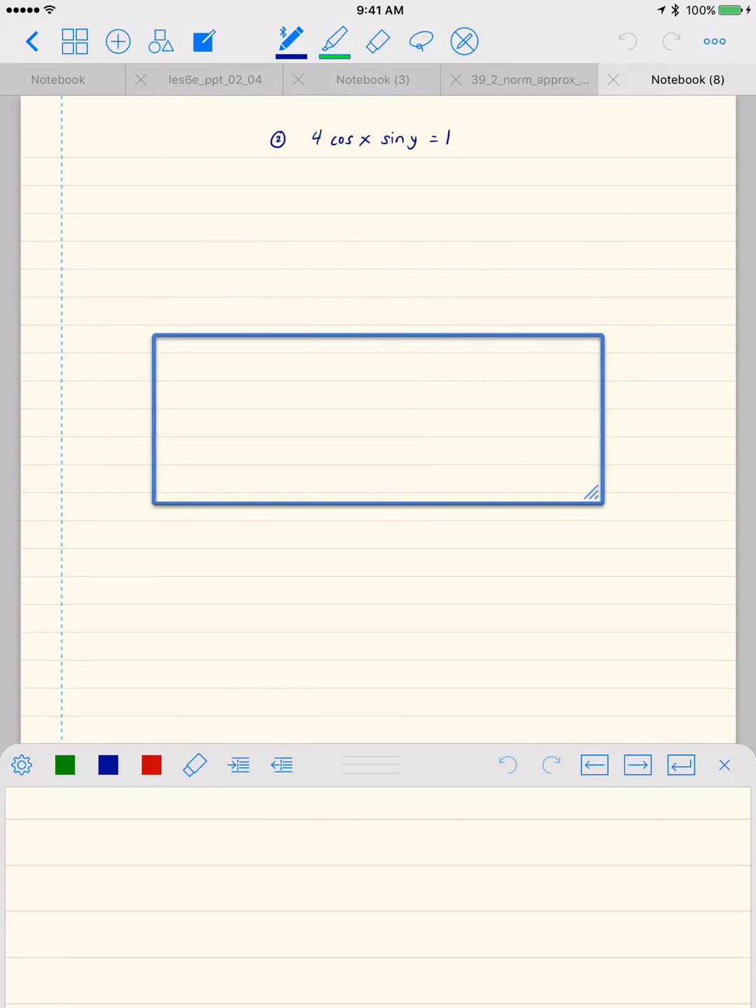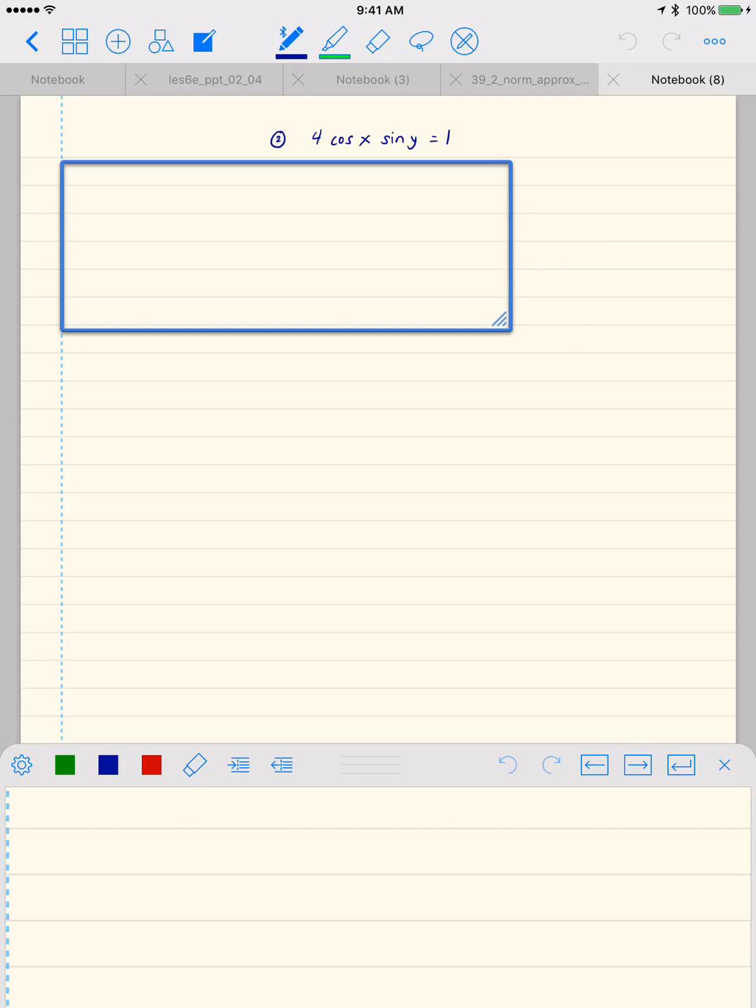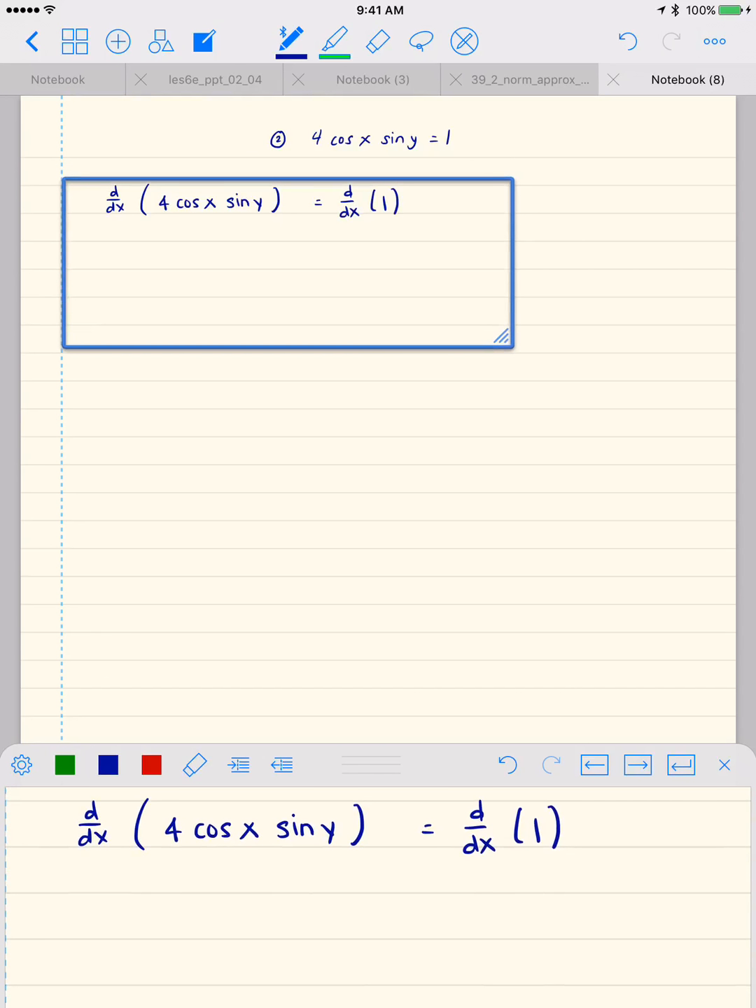4 cosine x sine y equals 1. Okay, we've got the same approach, which is going to be to take the derivative with respect to x of both sides. So the derivative with respect to x of 4 cosine x sine y is equal to the derivative with respect to x of 1. The derivative of 1 is just going to be 0. And now here, I'm going to need to use the product rule.